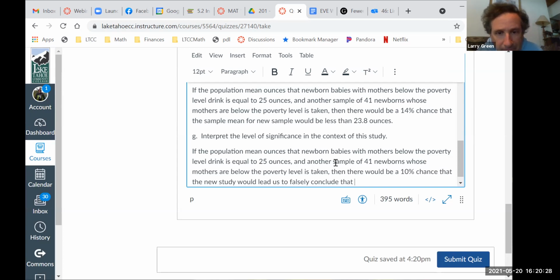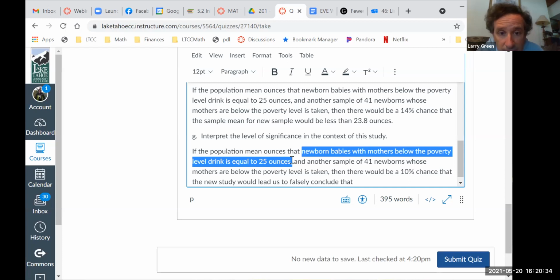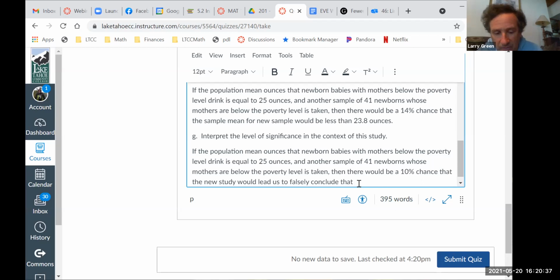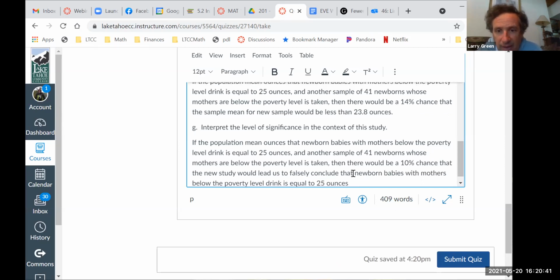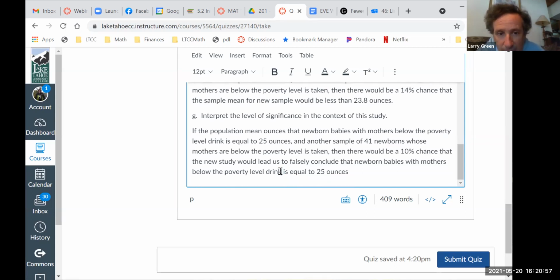that, and I'm going to copy and paste and change that the population mean, or let's write it this way, that newborn babies with mothers below poverty levels drink has a population mean that is less than 25 ounces. And that's the quiz.